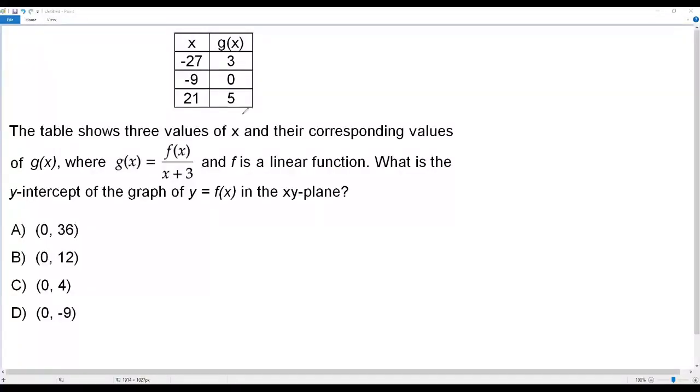Here we have a SAT math question. Here we have a table of values, and we have three values for x and corresponding values of the function g of x. Okay, now let's go with the information here.